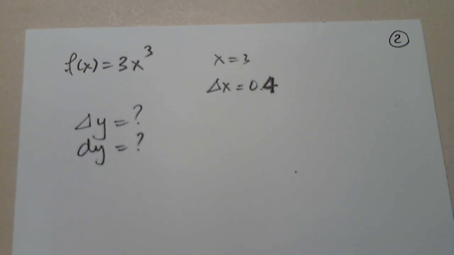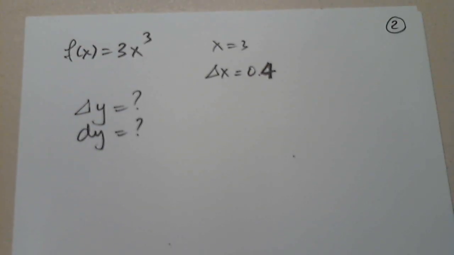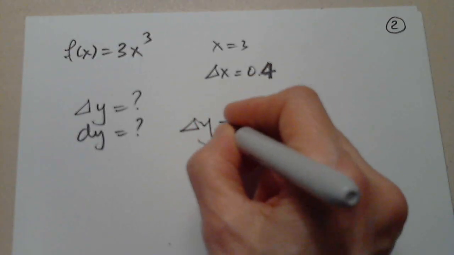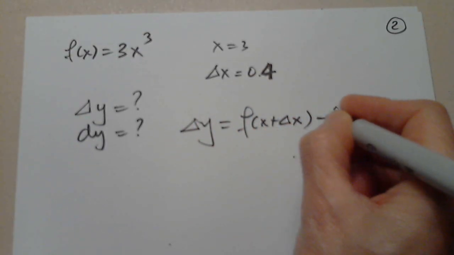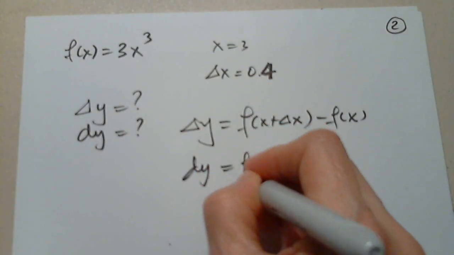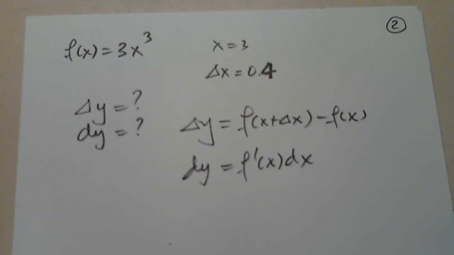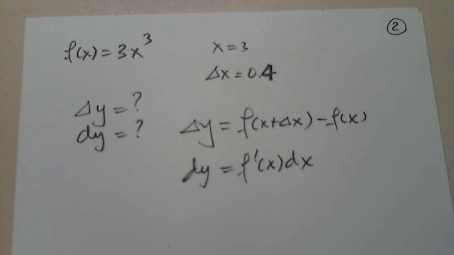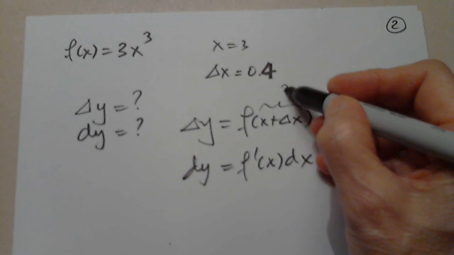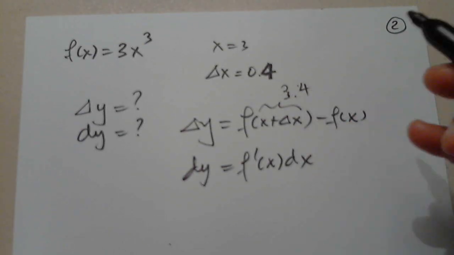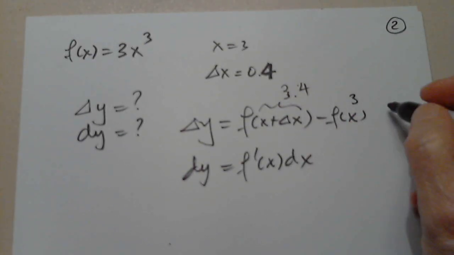That's correct. That's just one of the ones I had circled. Excellent, perfect. So let's start with this. So delta y has the formula f of x plus delta x minus f of x, and dy equals f prime of x dx. So these formulas will help us solve the problem. So the x plus delta x is 3.4, and x is 3. So this is just algebra.